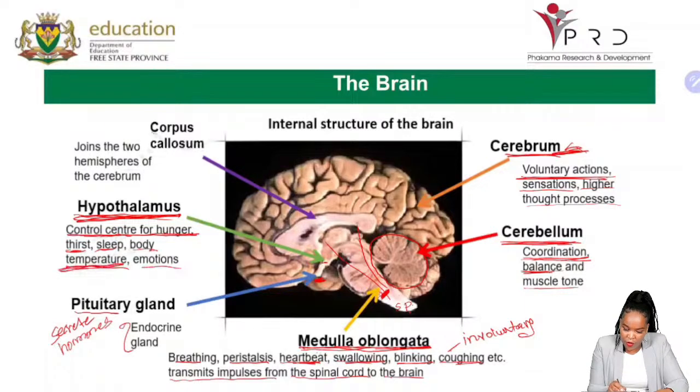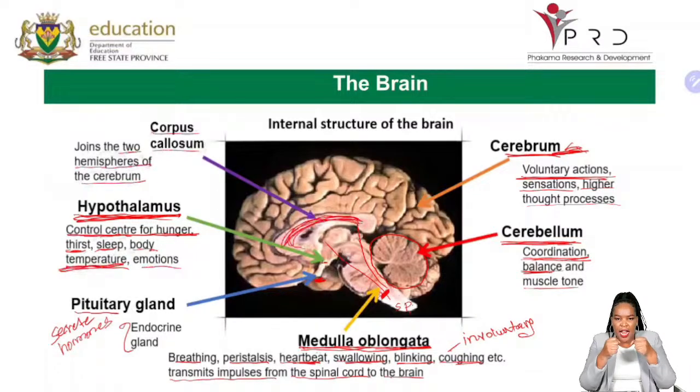The last part that we have not explored is the corpus callosum. If you take a look at where I'm drawing, the red here, that is your corpus callosum. What does the corpus callosum do? This part joins the two hemispheres of the cerebrum. So if you take your brain and cut it in half, these are the two hemispheres. The two hemispheres are joined together by the corpus callosum. I hope you will not forget that one.